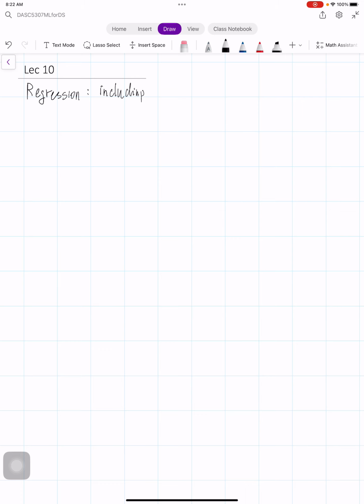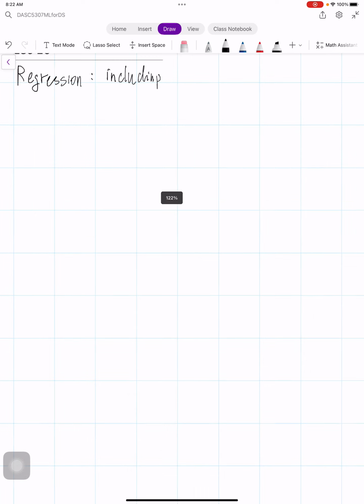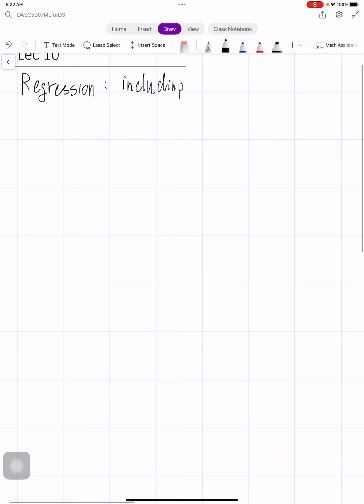least square linear regression. Also, we're gonna introduce the logistic regression.